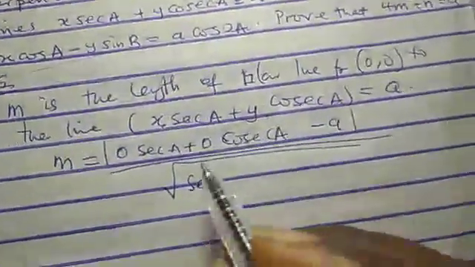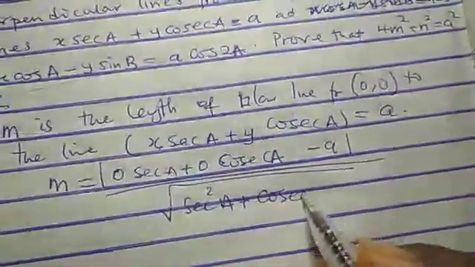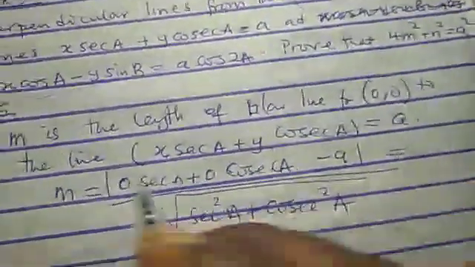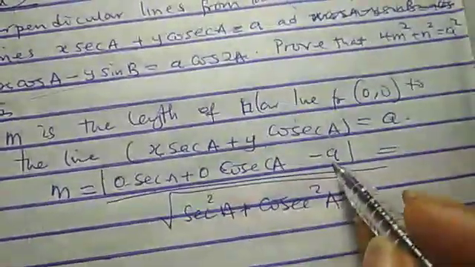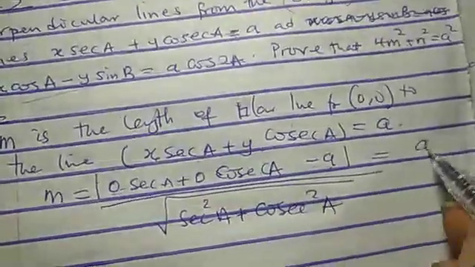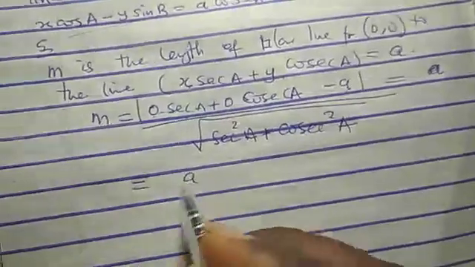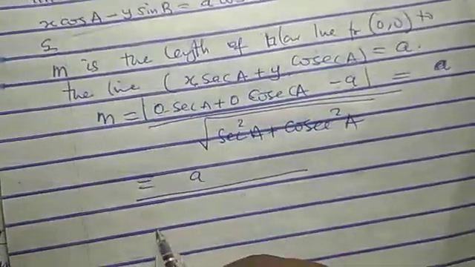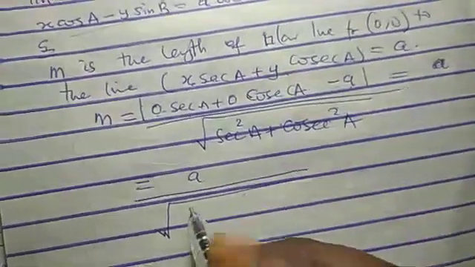You can see that I've been using A squared plus B squared. A is the coefficient of x. Coefficient of x is sec A. So I will have sec squared A plus this one too, cosec squared A. Normally this one is 0. We have minus a, but because of this absolute value, I should neglect the minus. So our answer is ordinary a. This will be ordinary a over square root of sec squared A plus cosec squared A.